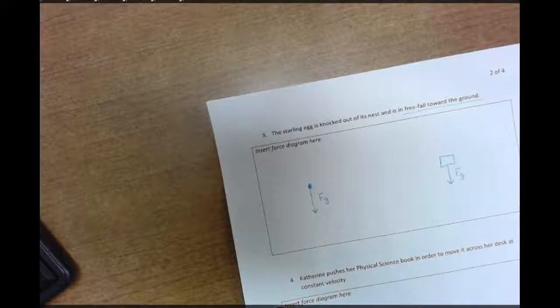All right, an egg, so again dot or box for the egg, is knocked out of its nest and it's in free fall toward the ground. So gravity pulling it down. There's no mention of air resistance here, so I'm not going to label the air resistance. After it starts falling to the ground, there's no force to the left or right. Now there was a force that knocked it out of the nest, but that force is not still acting on it. Okay, once that force acted, then it's over.